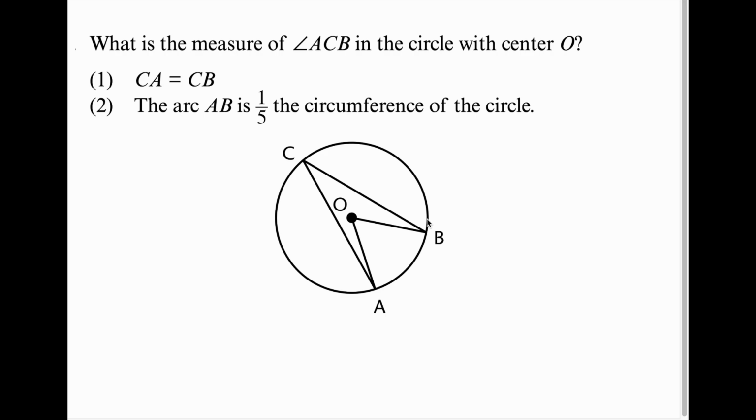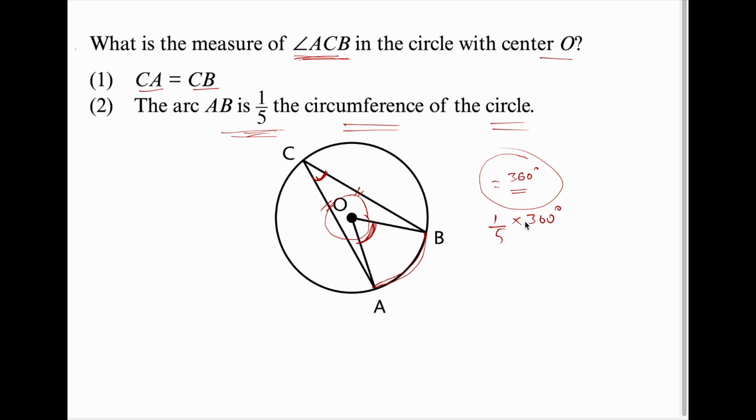Now let's solve this question. They are asking, what is the measure of angle ACB? ACB means we are asked about this angle. In the circle with center O, CA equals CB, so these two sides are equal. The arc AB is 1/5 of the circumference of the circle. It means that the whole circle creates 360 degrees. 1/5 of the circumference means this section AB is 1/5 of this value, because this arc is 1/5 of the complete circumference, which means that 1/5 of the 360 degrees is the value of this angle.